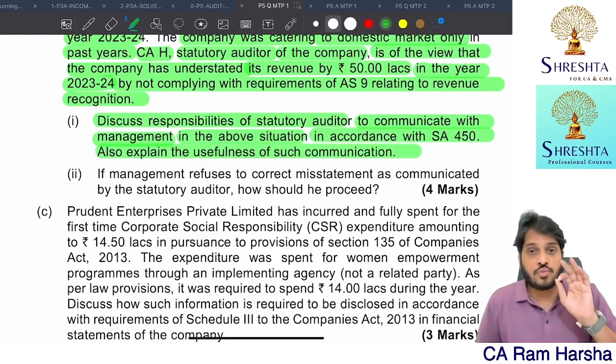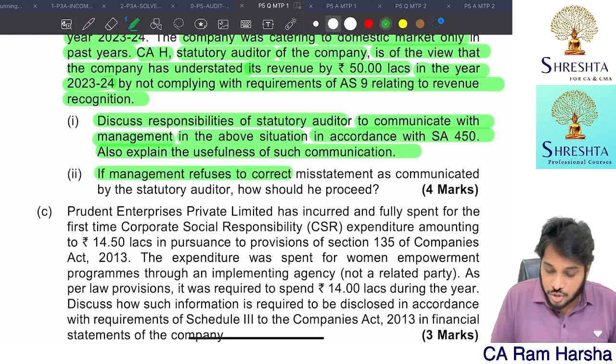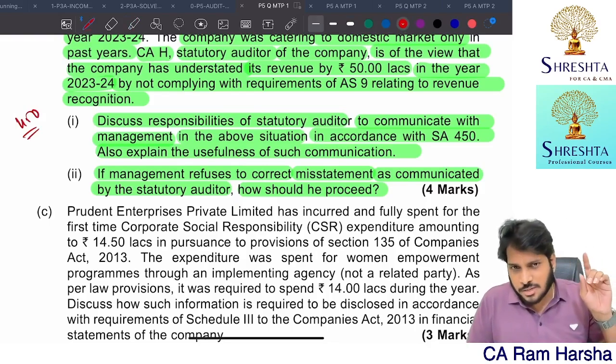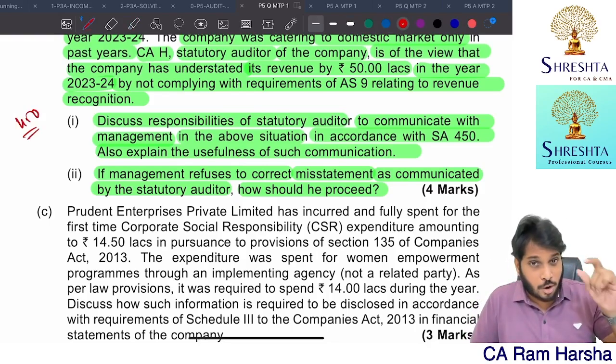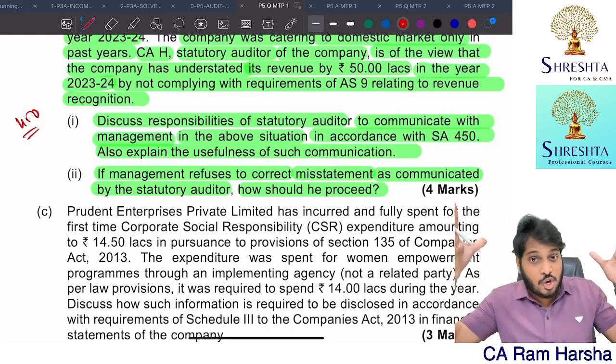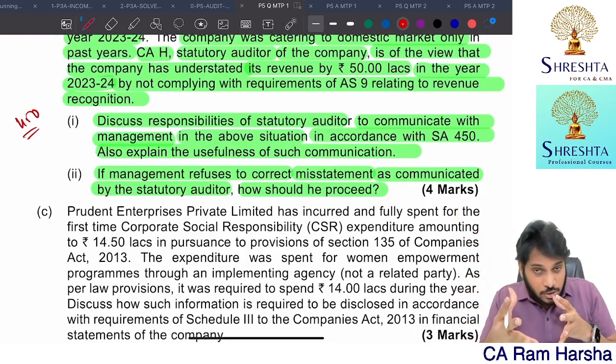Also explain the usefulness of that communication. And further, if management refuses to correct the misstatement as communicated by the auditor, how should he proceed? If you look at 450, even in part 4 of the audit marathon, I've covered 450, the objective of 450. Inside that, the auditor has to accumulate misstatements identified by the auditor. And what is its effect on the audit?